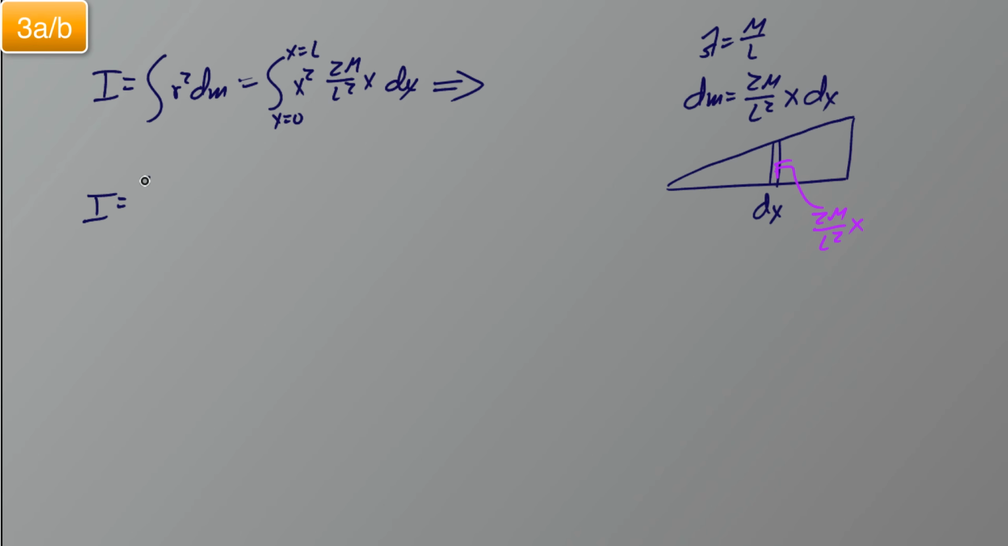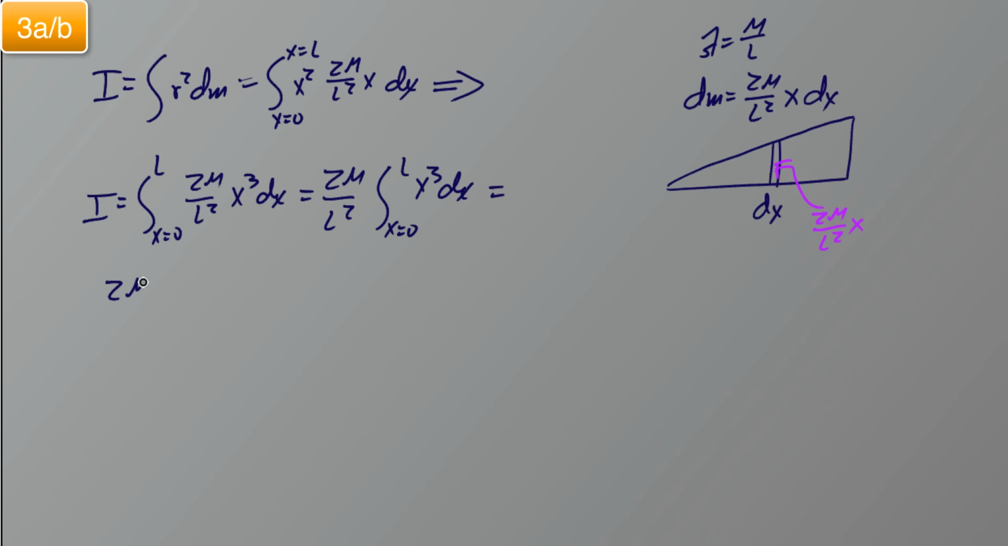Moment of inertia is the integral from x equals 0 to L of 2m over L squared, a constant, times x cubed dx. We can pull the constant out of the integral sign, so 2m over L squared, integral from x equals 0 to L of x cubed dx, which will be 2m over L squared, x to the 4th over 4, evaluated from 0 to L, which becomes 2m over L squared. We'll have L to the 4th over 4 minus 0, which works out to be mL squared over 2 for each of those little triangular rods.